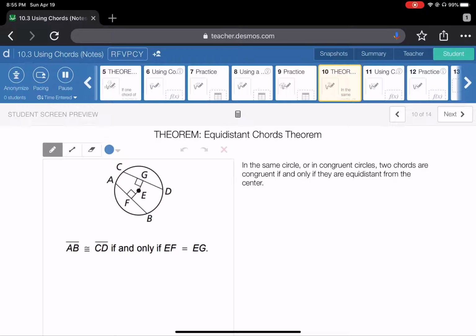All right, here we have another theorem, the equidistant chords theorem. In a circle or in congruent circles, two chords are congruent if and only if they are equidistant from the center. So here we have circle E. If AB, this chord here, is congruent to CD, if and only if EF, so these two blue ones, are congruent, then we know that EF is the same as EG. It has to be the same. They are the same distance away from the center.